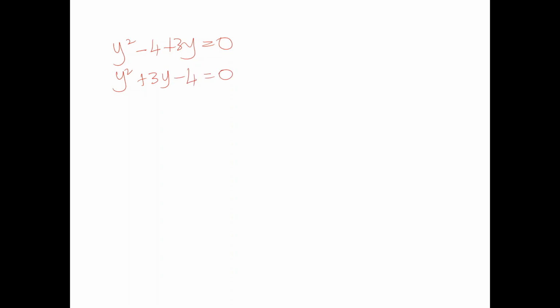So next step, we just have to factorize. You can just use your calculator. You factorize, you will get (y minus 1)(y plus 4) equal to 0. So now we will have y equal to 1 and also y equal to negative 4.